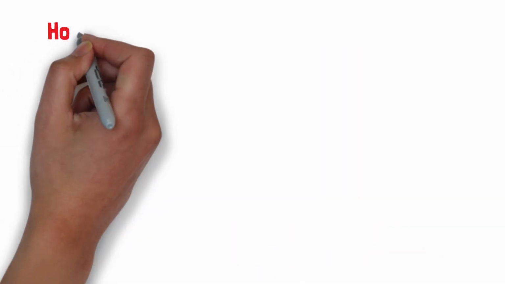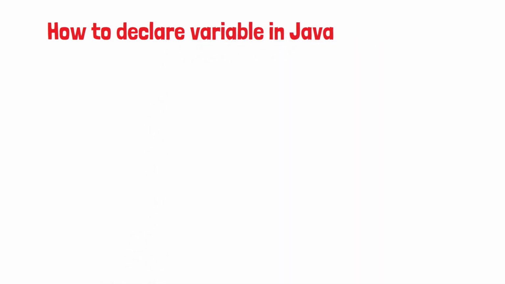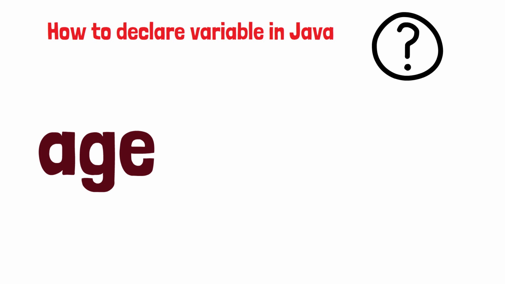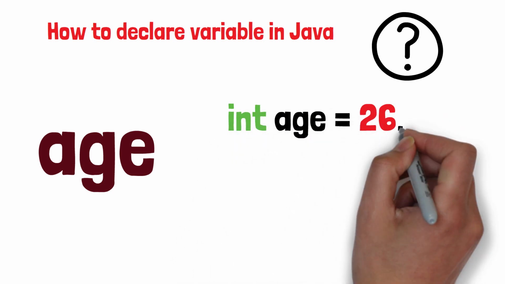Now let's understand how we declare a variable and assign a value in a Java program. Let's say we have a variable age and we have to assign the value 26. So age is going to be an integer type variable. We have to write it as int age equal 26 and semicolon.